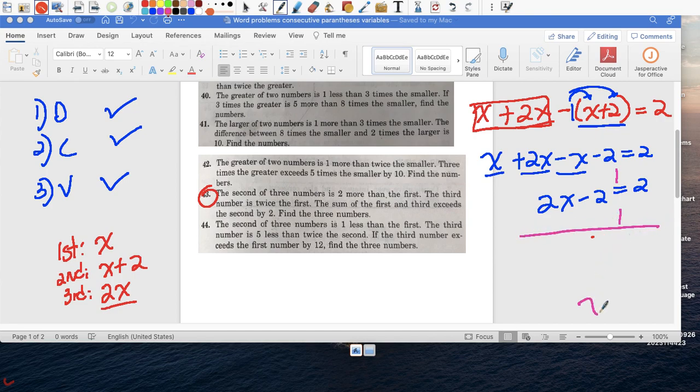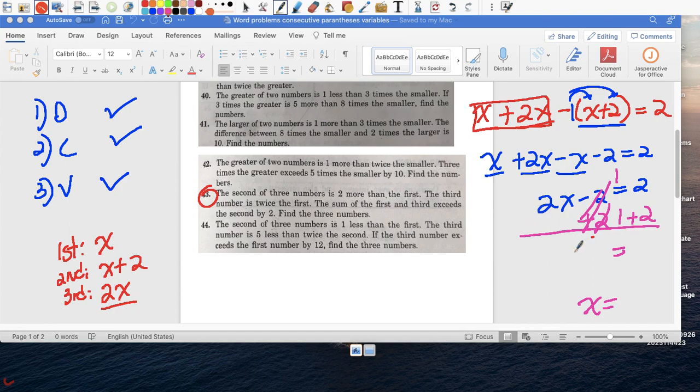I want my answer to look like this, right? X equals something. So the first number we're going to eliminate is the constant, this minus 2. So how do I get minus 2 to disappear? Well, I add 2 to it. If I add 2 to it on the left side, I must add 2 to the right side. Negative 2 plus 2 goes away, becomes 0.